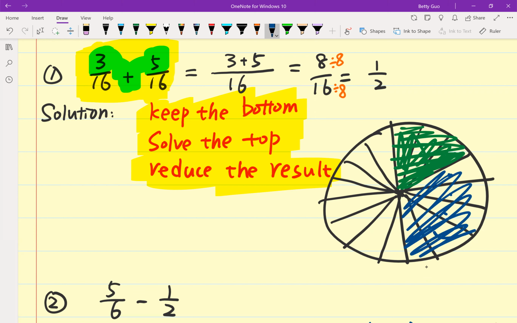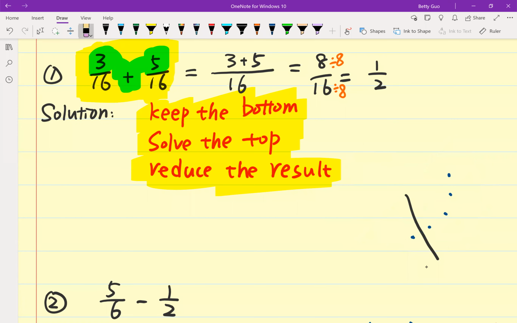So together, do you see they eat half? You guys eat half of the pizza, right? Of course. 3 out of 16, that's how much you eat. 5 out of 16, that's how much your sister eats. So together, you eat 8 out of 16 pieces. So that is half of the pizza. Does that make sense?